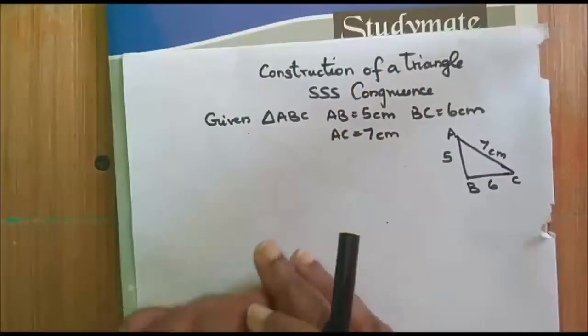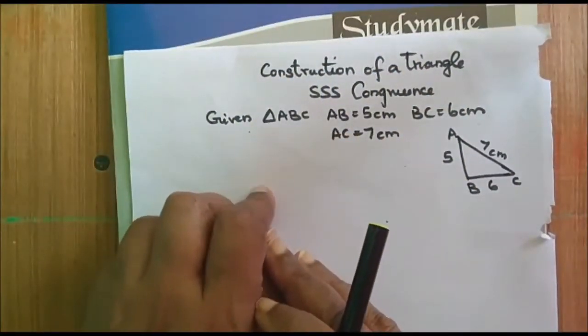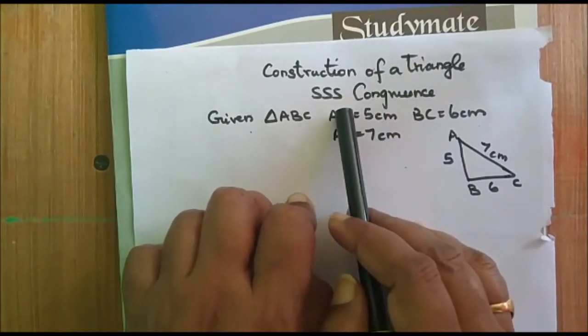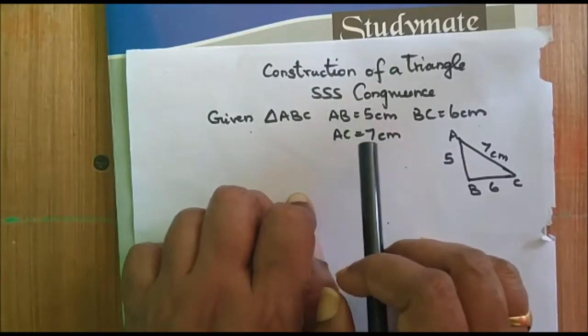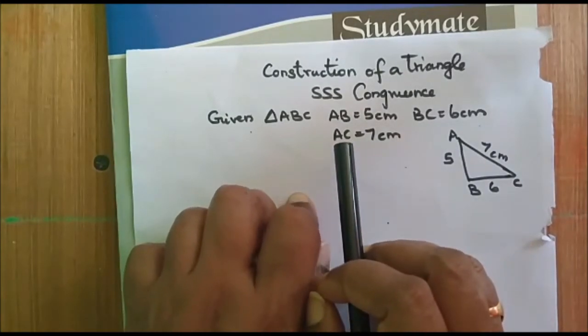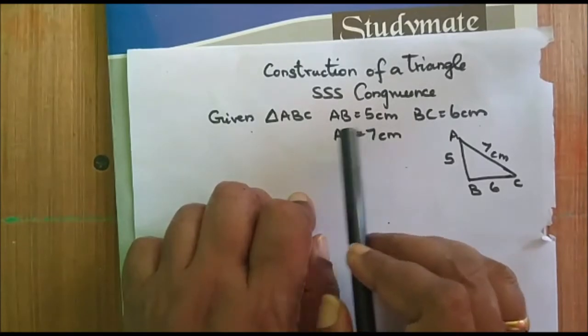So in this video, we'll see the construction of a triangle using the SSS congruence. Now what is it? SSS is three sides. When three sides of a triangle are given, how do we construct the triangle? Now we have taken this example from NCERT.